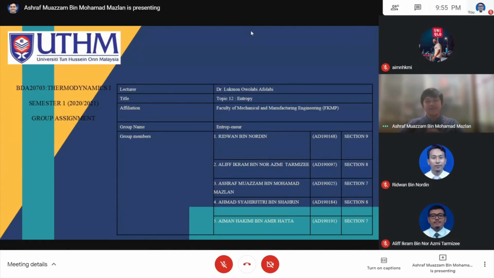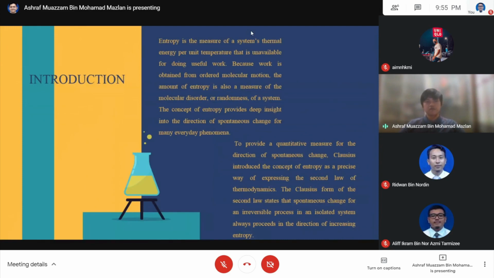Entropy. Good day. Today we, from group Entrepreneur, are going to present our chosen topic 12, which is entropy. The group members are Ridwan bin Nordin, Alif Ikram bin Nur Tamizi, Ashraf Muazzam bin Muazzam, Ahmad Ashai Fitri bin Shahrin, and Aiman Hakimi bin Amir Hatta. My part is to present the introduction of entropy.